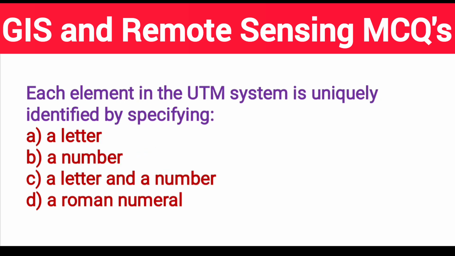Next question, each element in the UTM system is uniquely identified by specifying option A, a letter, option B, a number, option C, a letter and a number, option D, a Roman numeral. So the correct answer is option C, a letter and a number.